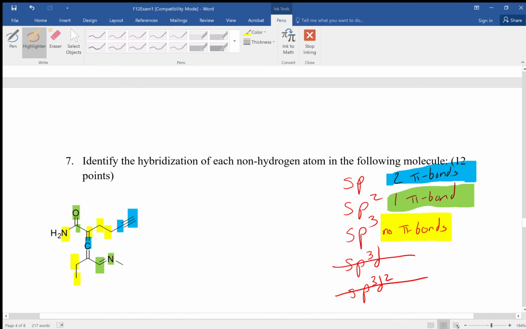Oh, let me go back because I missed two of the sp2 carbons, which are these two that are on the double bond.